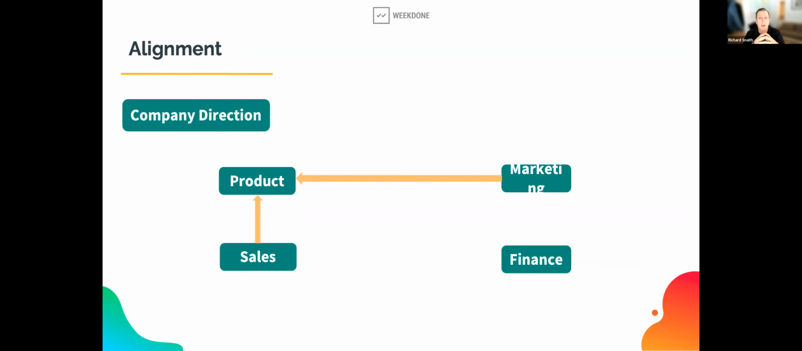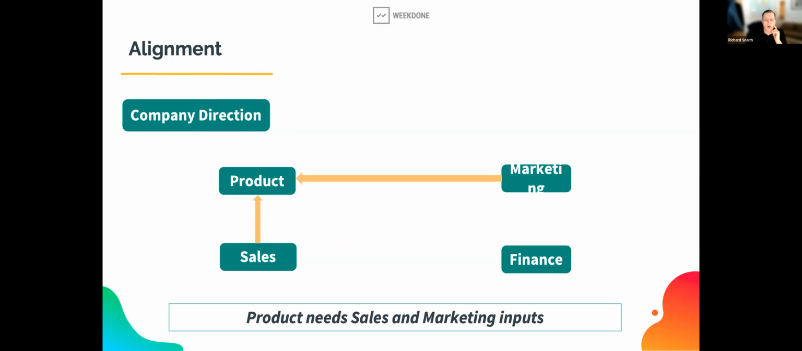A lot of times what people think alignment is drawing lines between groups. So in this case, we've got marketing, for example. Or product needs sales and marketing inputs, and product said, well, for us to develop and improve the product, we need sales and marketing inputs on where the product needs to go and what the current customer issues are from those groups. And that's what we need to improve our product.